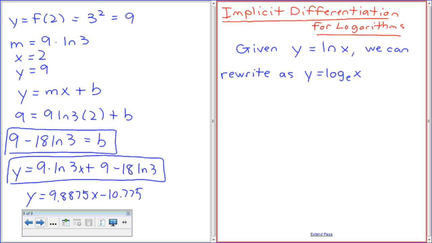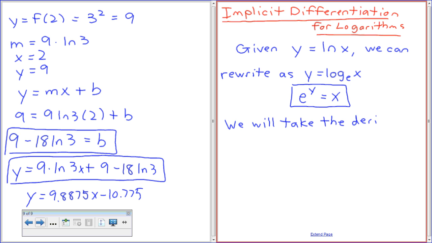Go ahead, Austin. x equals e to, I'm going to solve e to the y equals x. What's the right answer? Okay, we're going to take the derivative of this using implicit differentiation.